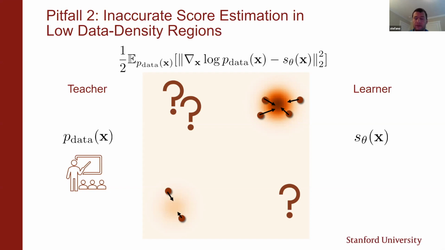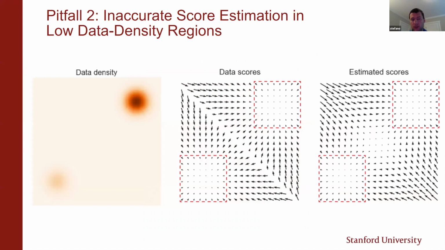And you can see it in practice with that toy 2D mixture of Gaussians example. The first plot is the true data density. The second plot is the true field of scores. And the third is the one estimated by score matching. You can see that it's fairly accurate in the red boxed regions, but it becomes fairly inaccurate when you're far away from the modes. The arrows point in the wrong direction. And what this means is that if you're trying to follow those arrows using Langevin dynamics, for example, you're going to end up in the wrong spot. And so that's another issue that we need to solve.